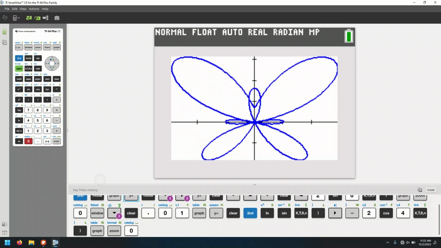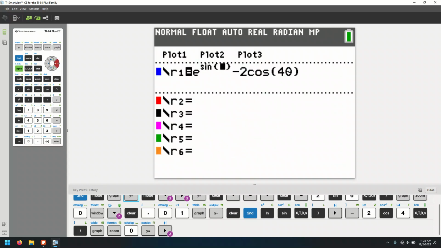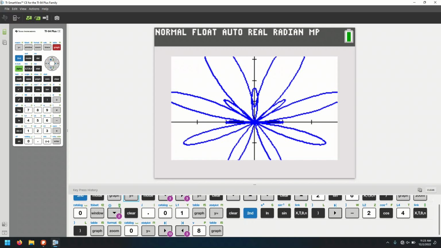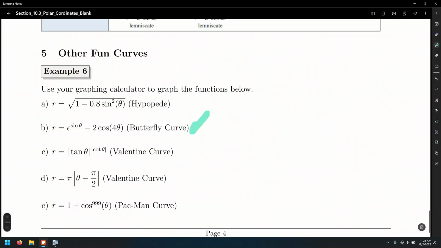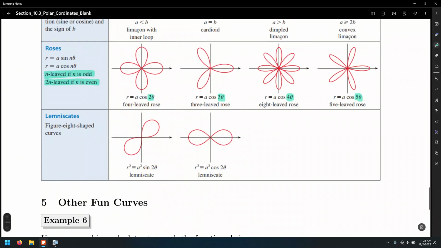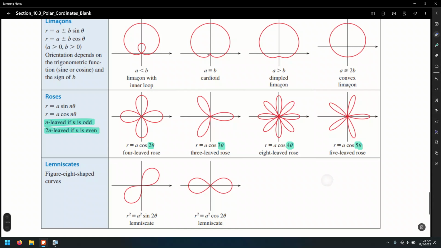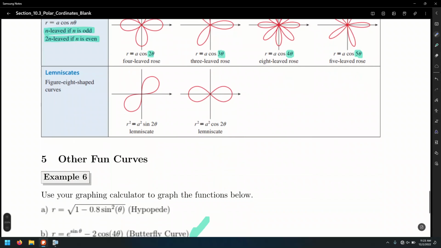Let's see if I can modify this a little bit. Maybe turn this into a cosine. Let's see what happens with 8 theta. Nah, that doesn't look like a butterfly anymore. All right. So anyway, another pretty cool Valentine curve. That Valentine curve is going to look more like a heart rather than the cardioid that I showed you on the page right here. That doesn't look really like a heart. That looks more like, I don't know, maybe an upside down apple, maybe minus the stem.